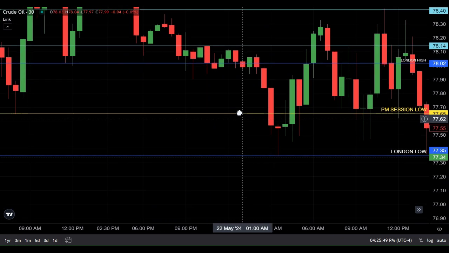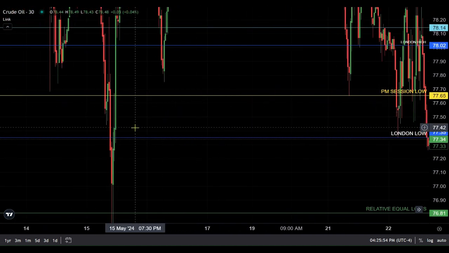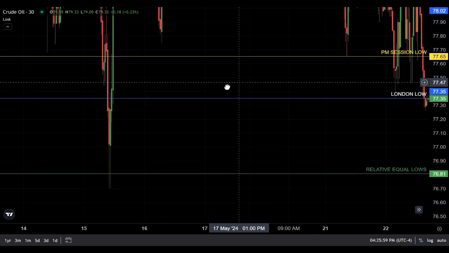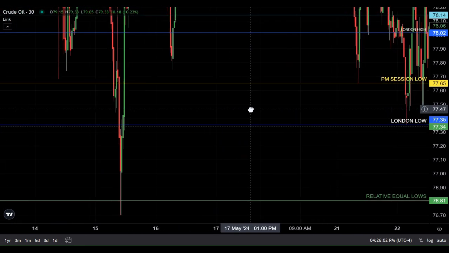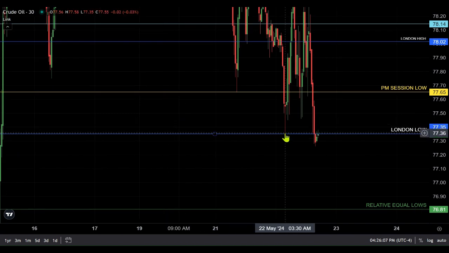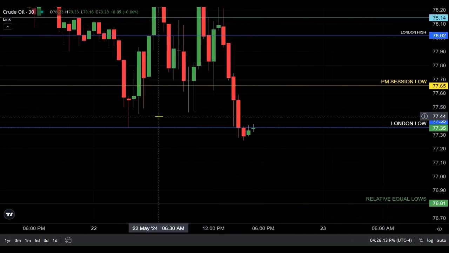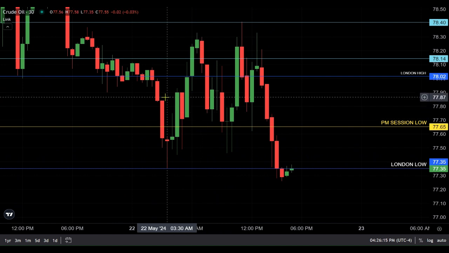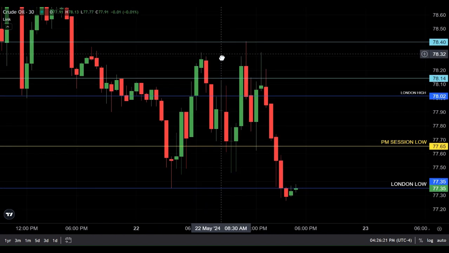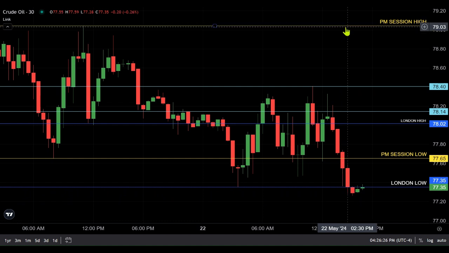But what I would have been targeting on this one, if you scroll backwards, you can probably see there's other areas. I have relative equal lows marked down here. That's kind of what I was thinking we were going after today, but we didn't make it. But this one gives you a daily reference point. London low. That's where London traded. And price, for some reason, likes to go after the liquidity that London created. So here's the London high. It needed to take that out. PM high from yesterday is way up here, and we didn't even get close to that.